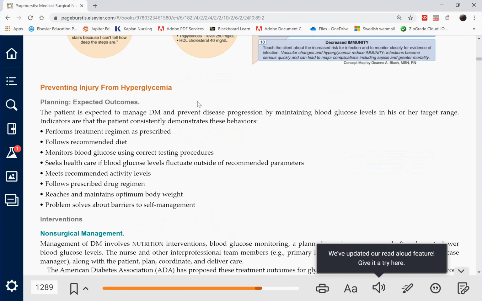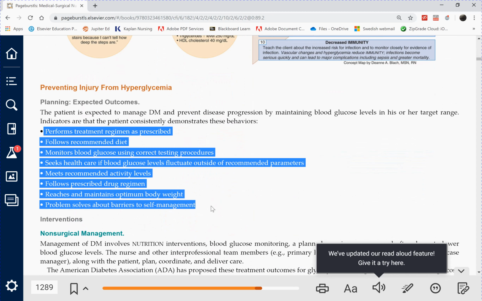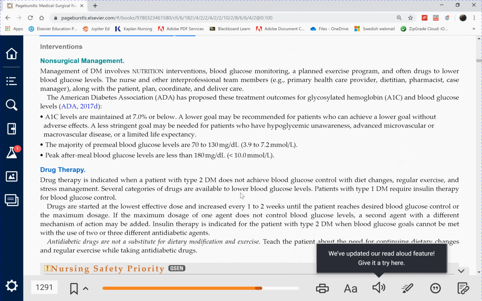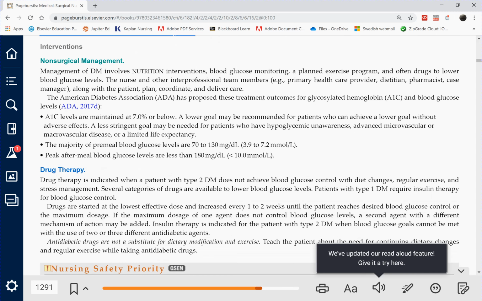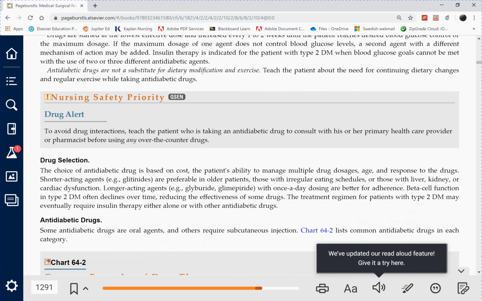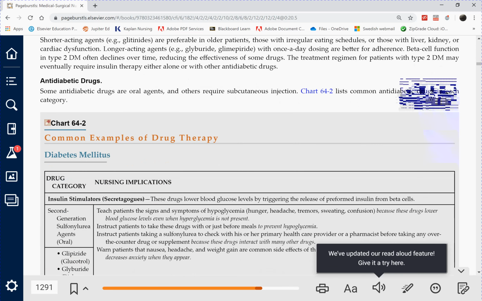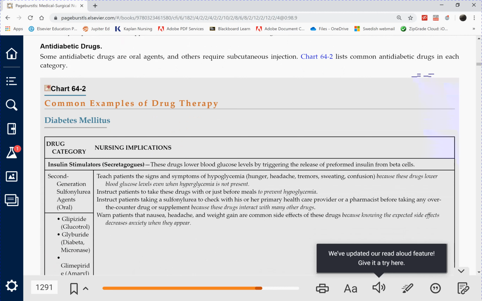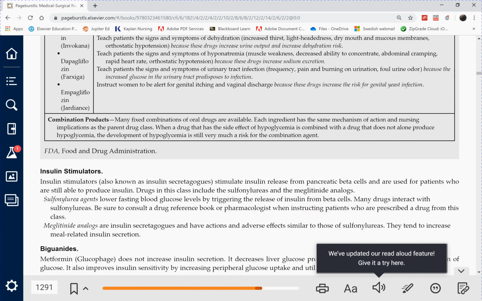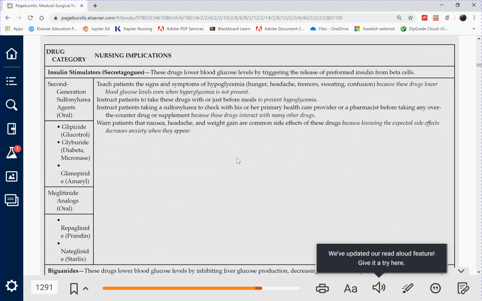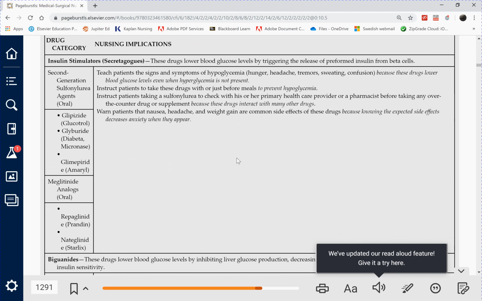Okay, let's go to treatment now. The goals are, of course, these. Please read that on your own. Let's start with oral hypoglycemics first. Drug therapy, chart 64-2. Now, this is a long chart, but the drugs have similar names.